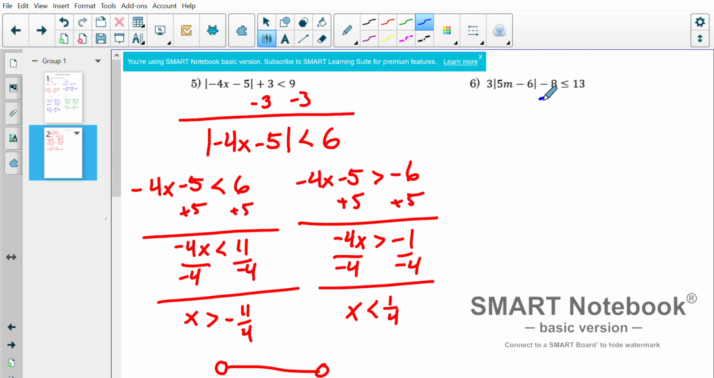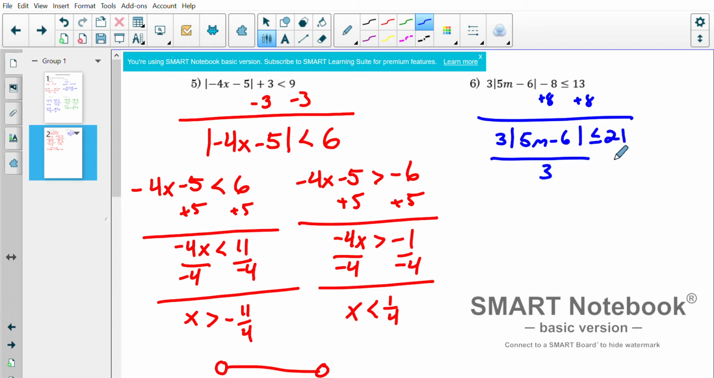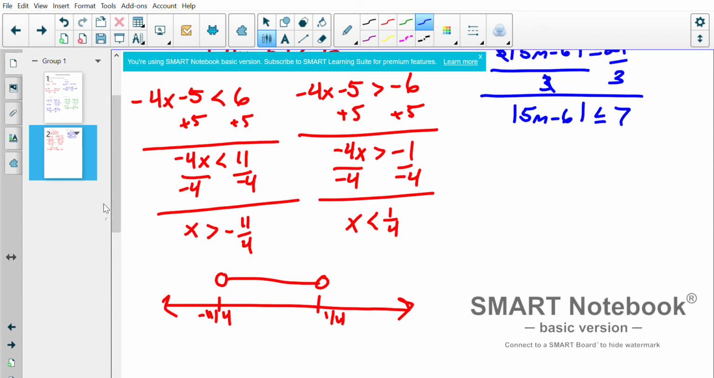Hopefully we added 8 as your first step. That's going to give us 3 times the absolute value of 5m minus 6 is less than or equal to 21. Divide everything by 3. Inverses cancel. Absolute value of 5m minus 6 is less than or equal to 7. Now that I've gotten rid of everything on the outside of my absolute value symbols, I can go ahead and split this up. 5m minus 6 is less than or equal to 7, and 5m minus 6 is greater than or equal to negative 7.